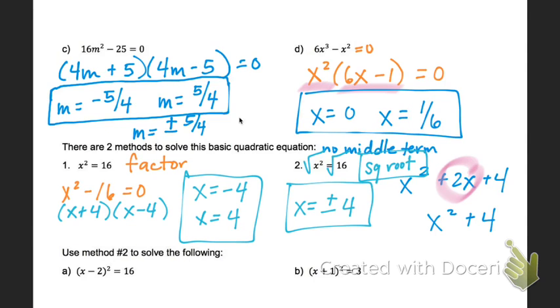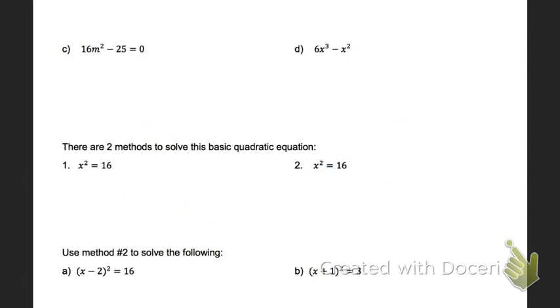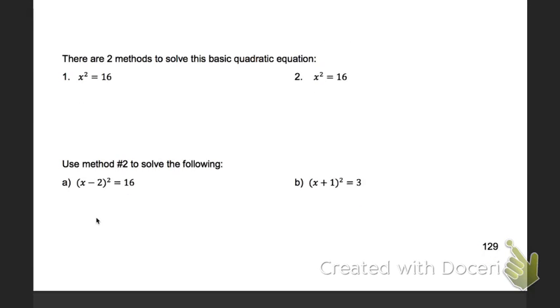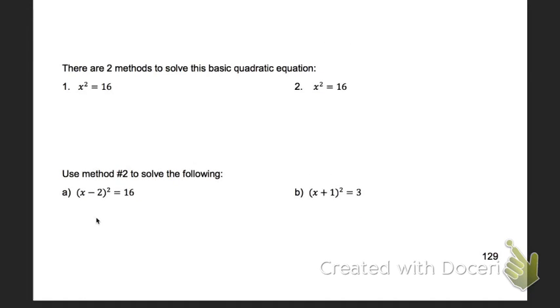So if you just have an x squared and a number, or an x cubed and a number. Or I guess an x and a number, but that doesn't usually happen. So use method 2, and method 2 was the square root method. So use the square root method to solve the following.